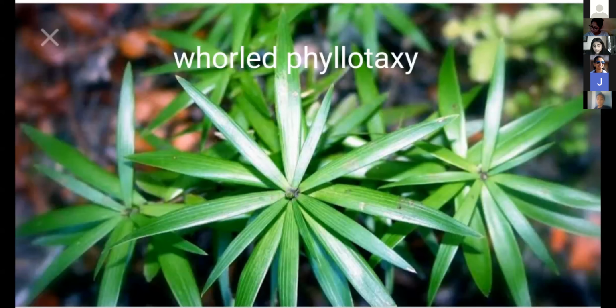Whorled phyllotaxy: Alstonia and oleander. Alstonia, that we call saptaparni, in that the 7 leaves are there. Okay, Alstonia, in that the 7 leaves are present. See, this is the whorled phyllotaxy. Can you make out at each node how many leaves are there? Many leaves are there at each node, right?